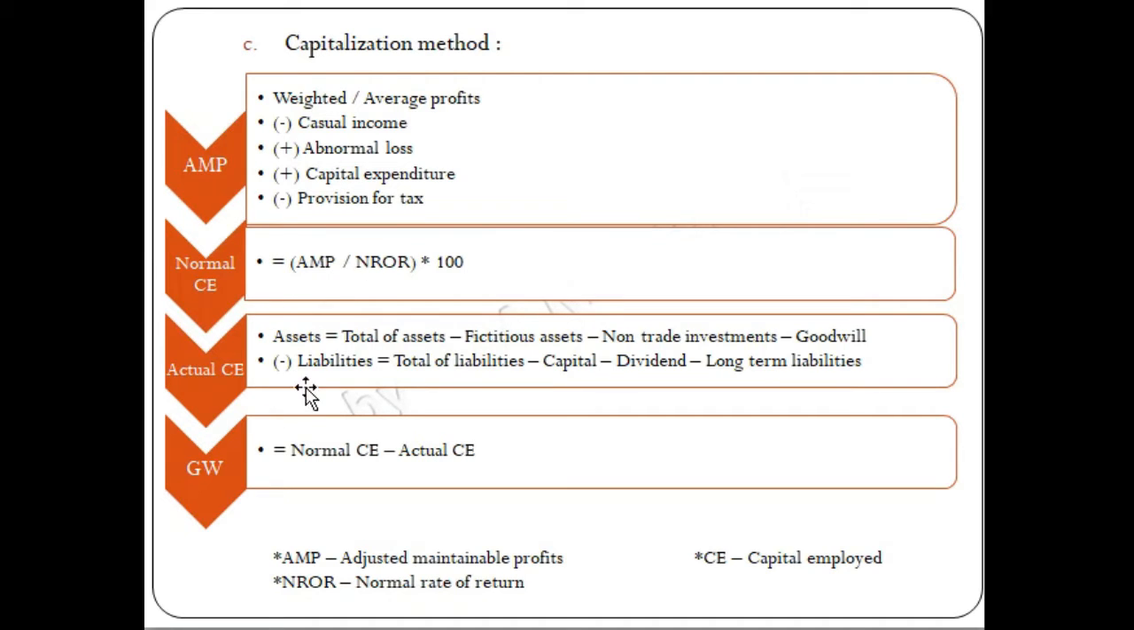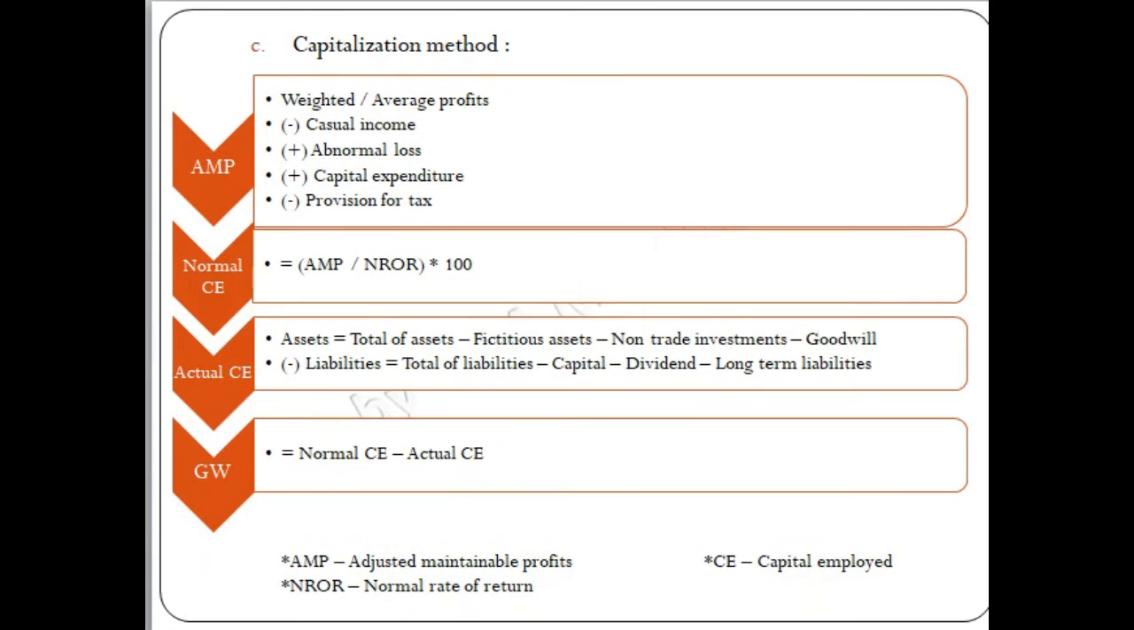Now, what is actual capital employed? Assets minus liability. As we have already seen, the assets and liability figures that are used for goodwill calculation, if any, are going to remain the same. Using these two figures, we arrive at goodwill. Goodwill is equal to normal capital employed minus the actual capital employed. The next aspect being profit sharing ratio, that is PSR calculation.